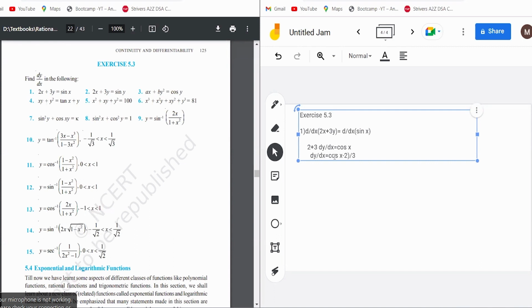Here it would be bracketed. Okay. So it is that simple. You have to just differentiate both sides, nothing else. So this is our first question. Let's move ahead to question number 2.